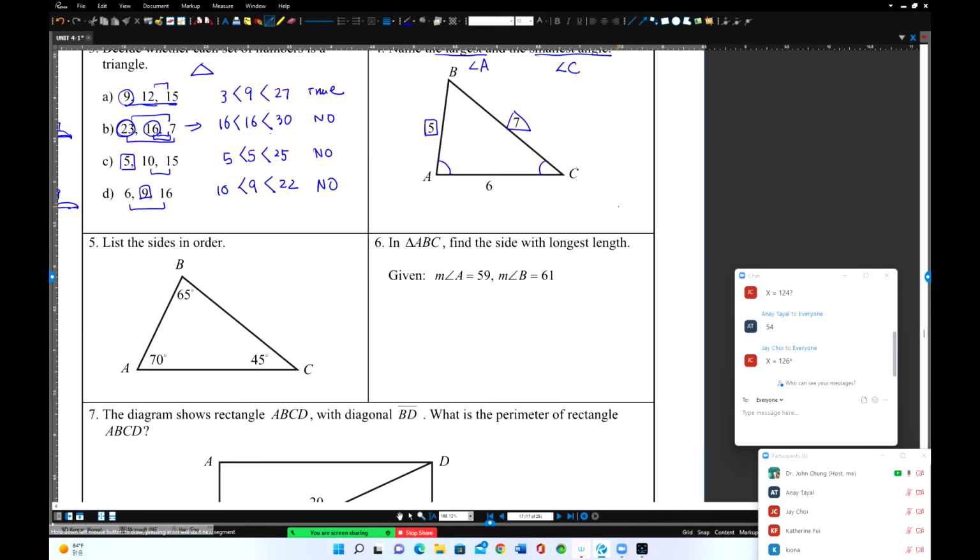The next one, list the sides in order. First, list the smallest first. This is the smallest angle, so this side is the shortest side. AB is the shortest side. The next one is 65, opposite side AC. AC is the next longer than AB. Where is the largest angle? 70 is the largest angle. The opposite side is the longest side. BC is the longest side. You can list it this way.